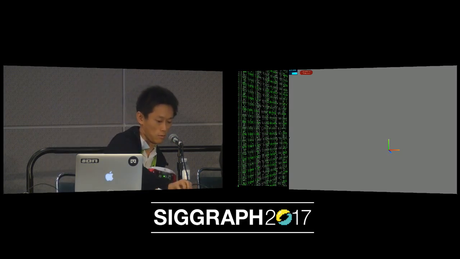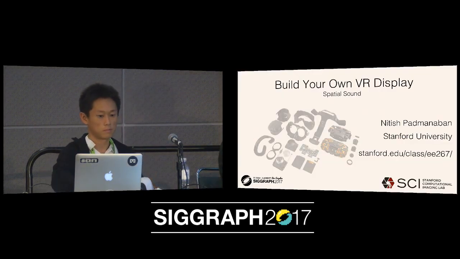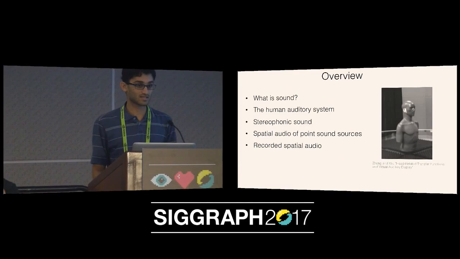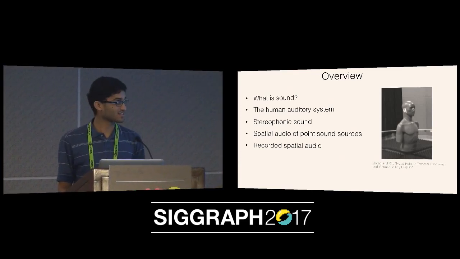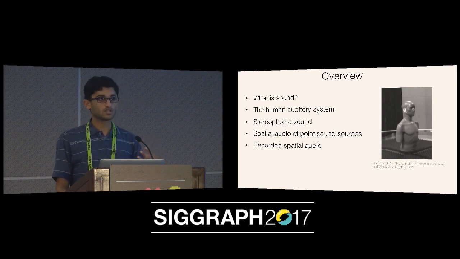So I'm switching to Nitish, who is going to talk about the audio rendering. All right, so our next section is on spatial sound for dummies, because this dummy is going to be very important to our process later on. As an overview, I'm going to go over what exactly is sound. How do we make sense of sound in the air to hear noises, voices, and other things? How do we represent sound in a two-channel format? How do we use the two-channel format to get spatial audio? And finally, how do we deal with recorded spatial audio from the real world?